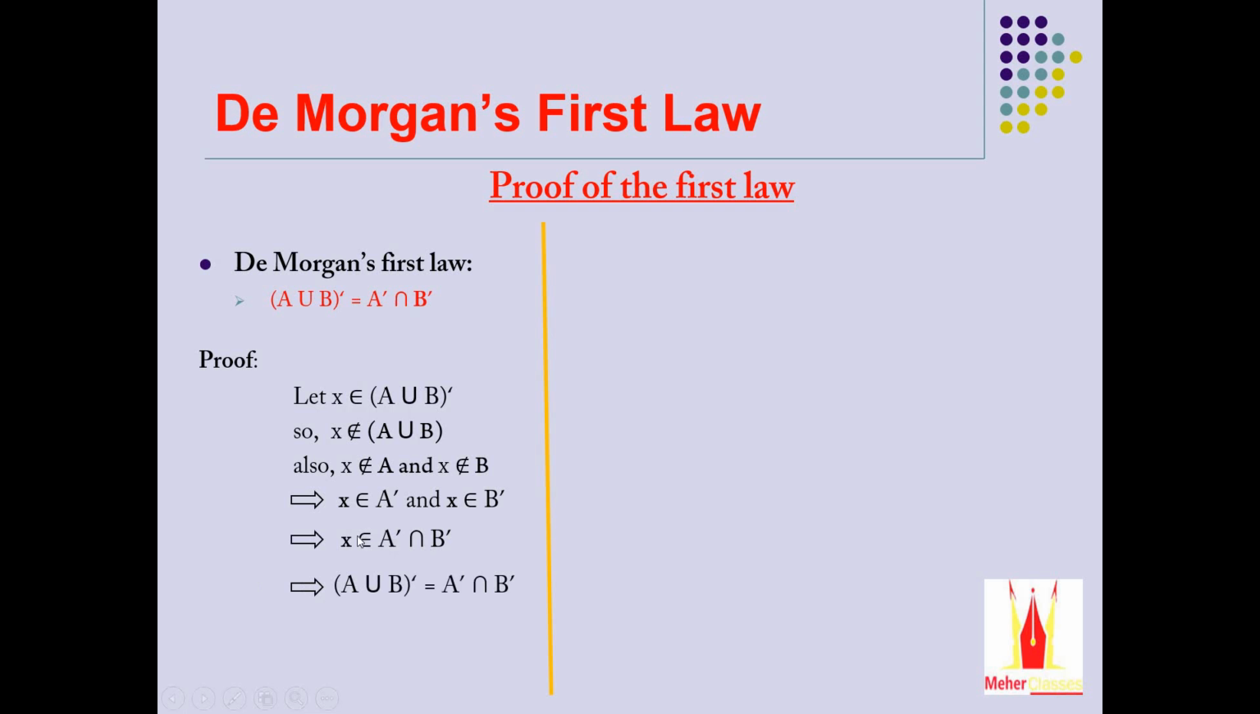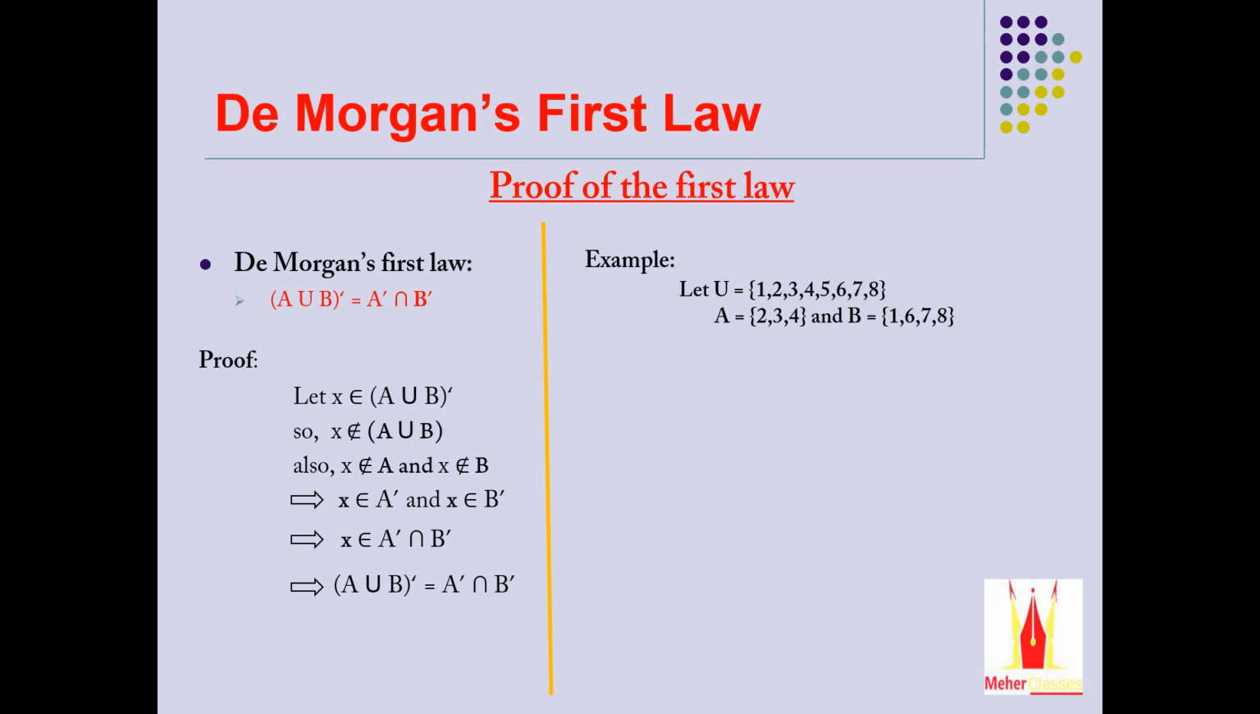So here you can see that this X was an element of the complement of A union B, and now we have proved that X also belongs to A complement intersection B complement. Hence, the first law of De Morgan is proved. So let's prove it with an example.